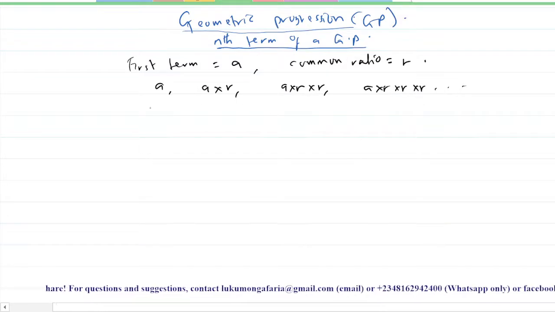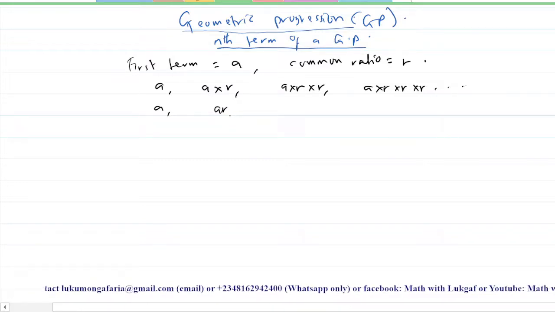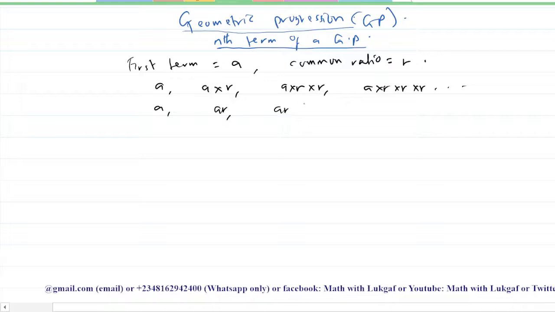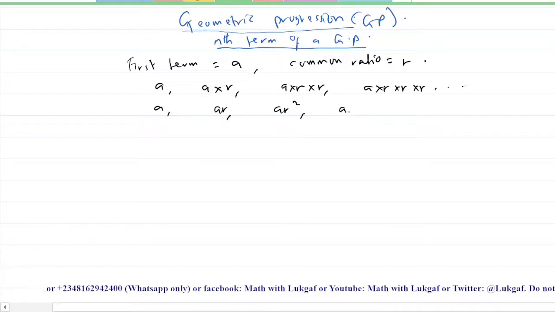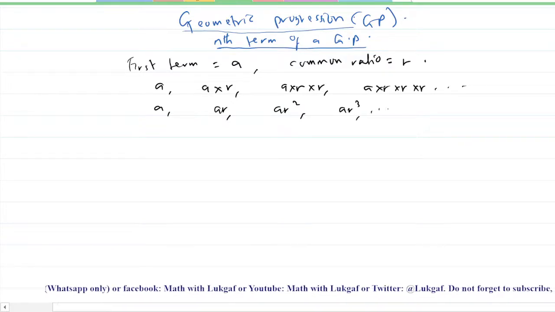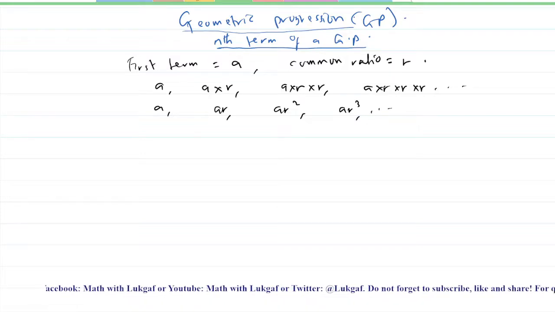So in essence, my first term is A, my second term is AR, my third term is AR squared, and my fourth term is AR raised to power 3. So when you have this kind of sequence, whereby the preceding term is obtained by multiplying or dividing by a constant term, which is known as the common ratio, then we call it a GP.